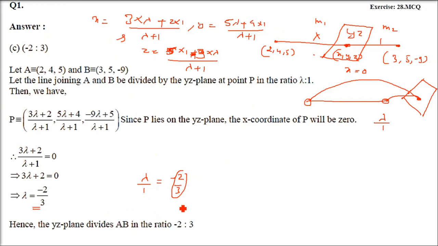So now we have this minus 2 by 3. Option C is correct. If it is external, then it will be correct. 2:3 externally is also correct.